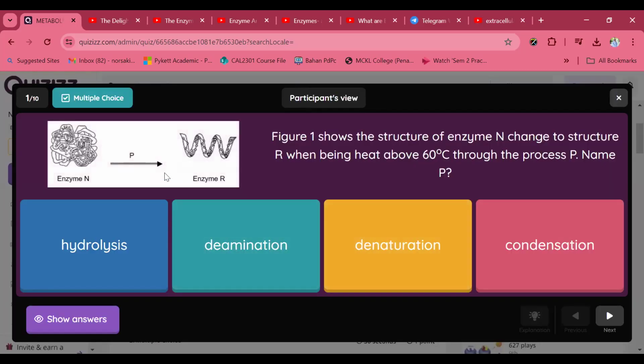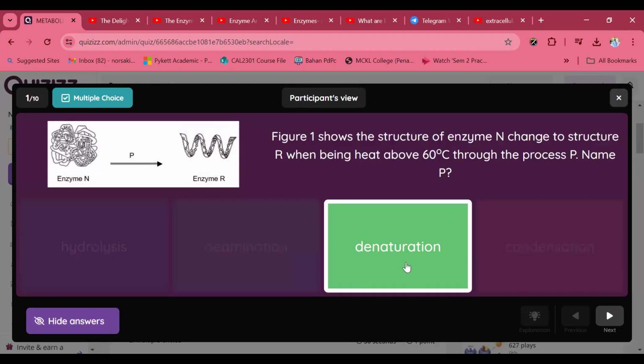Okay, so now this one become R, and then say it put in a heat. So every time they say about heat or very extreme pH, now the word will be denaturation. Okay, the answer is denaturation.